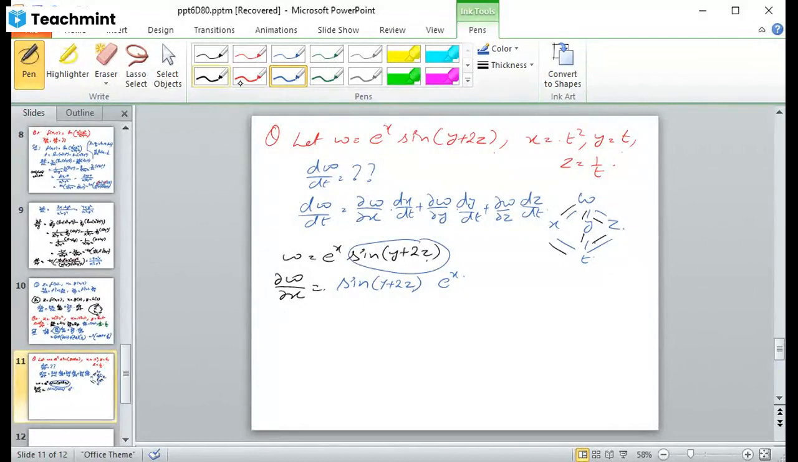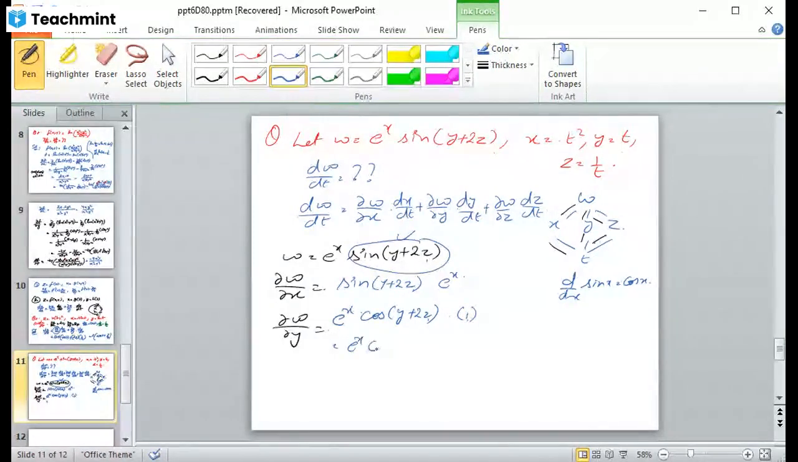And what about curly w by curly y? When we differentiate with respect to y, then x is treated as constant. So e raised to power x is constant. But here, sine is a composition of functions. So the first function is sine. What is the derivative of sine x? This is equal to cos x. So firstly, it is cos of y plus 2z. And then derivative of y plus 2z with respect to y is 1. So it is e raised to power x into cos of y plus 2z.